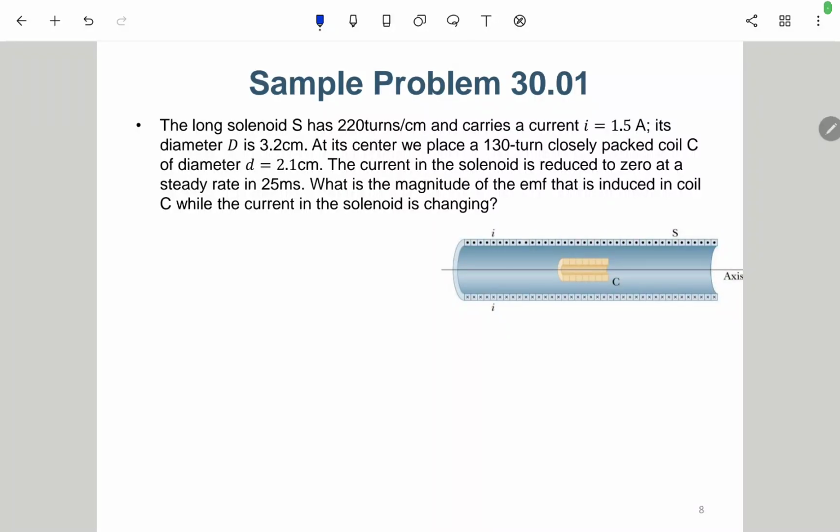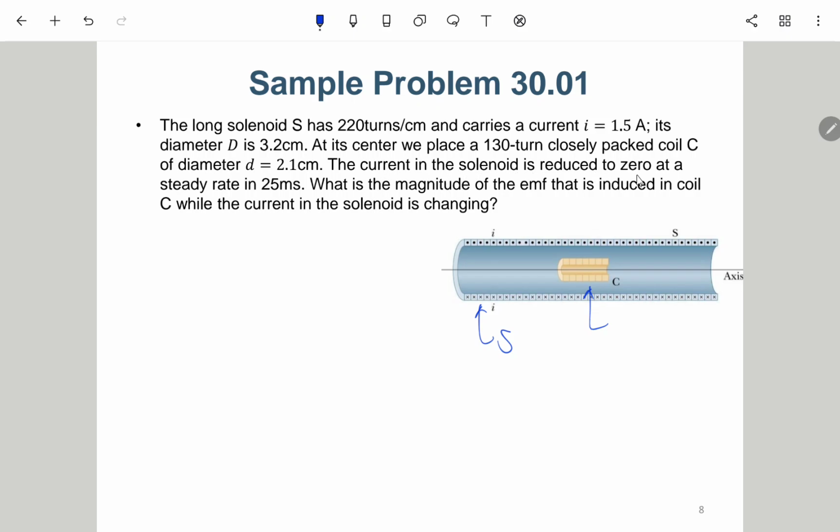Okay, so let's take a look at this sample problem. It says the long solenoid S has 220 turns per centimeter and carries current I, with diameter D. At the center, we place a 130 turn closed-packed coil C. Okay, so this one is the closed-packed coil C, and this is the S.